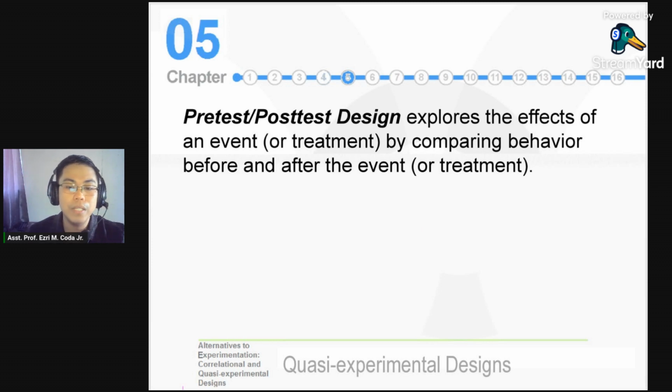And lastly, we have the pretest post-test design. It explores the effects of an event or treatment by comparing behavior before and after the event or yung treatment o yung intervention mismo. So may pretest tayo. Ibig sabihin, wala pang intervention, wala pang treatment, may pretest. Ano ba yung level of behavior nila? Ano ba yung level ng kanilang behavior before yung treatment at condition? May pretest. Pagkatapos ng pretest yung intervention or yung treatment. And after the condition or treatment or intervention, may post-test or may test ulit. So, yun yung pretest post-test design.